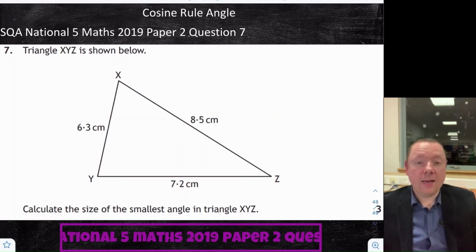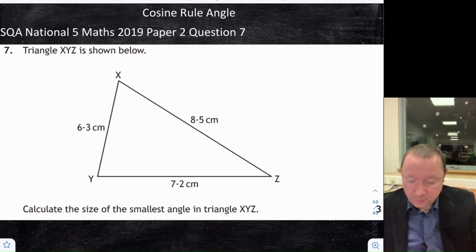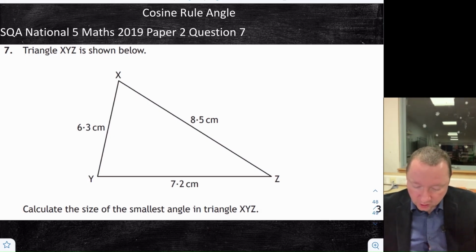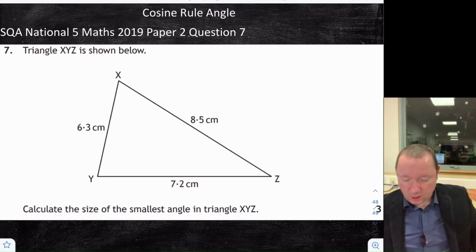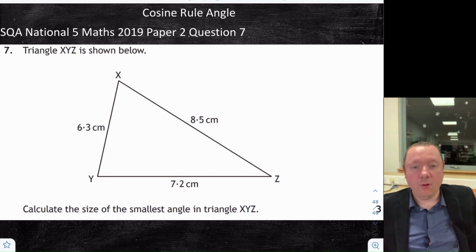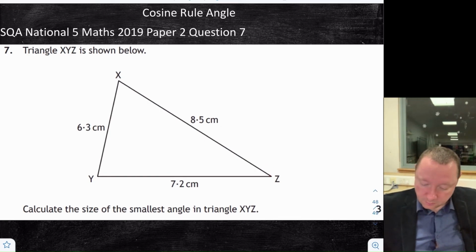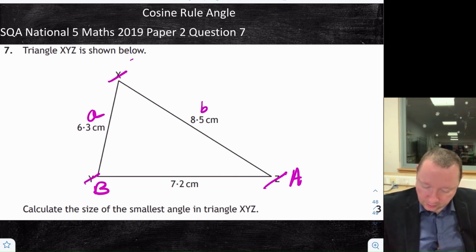And finally, we'll look at an example of using the cosine rule to find an angle. In National 5 Maths 2019, paper 2, question 7 had this. It had a triangle with all 3 sides shown. Find the smallest angle in this triangle. Now, you may be wondering, how do I know what the smallest angle is? Well, it's pretty obvious just from the way it's drawn, but it is this one. So we'll use this as our smallest angle. I'll relabel that A, and that'll be side A, and then the other 2 sides can be side B and side C.